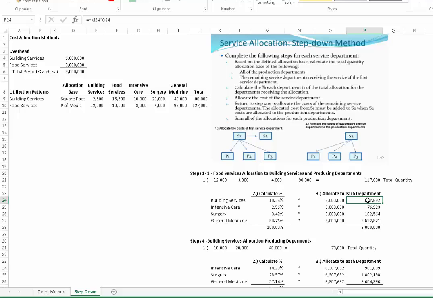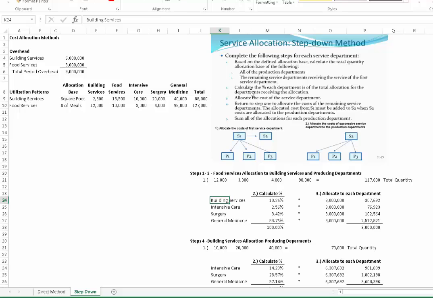Now the trick to this is we have to remember, because the building services will actually get allocated out in the second part of this to the producing departments. So food services has allocated 307,000 to building services. So when we're actually allocating out building services' 6 million, we need to add their 307,000 to it, and that gets allocated out to the producing departments.